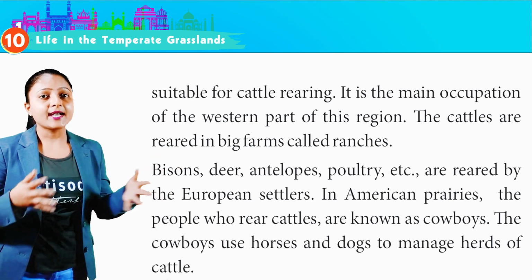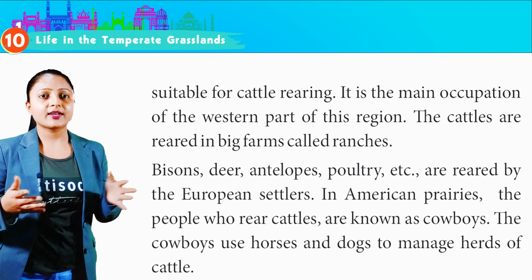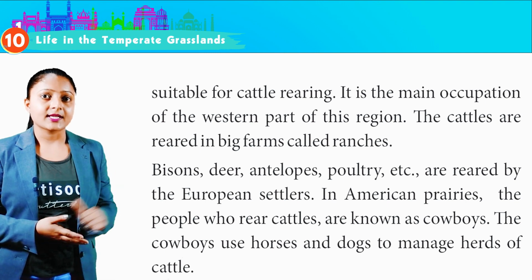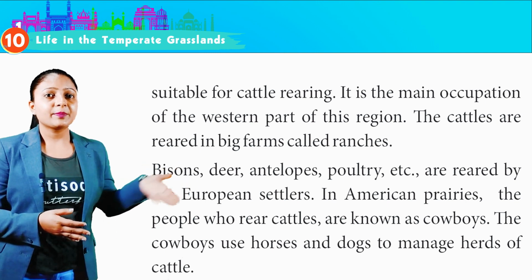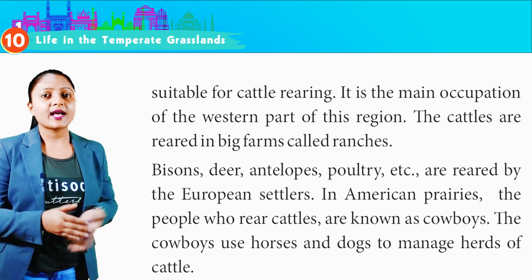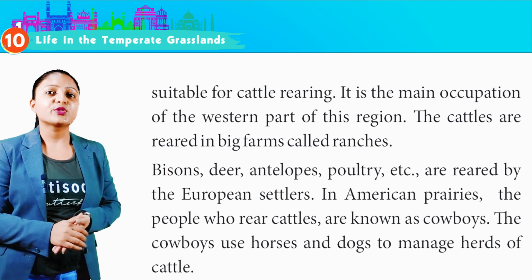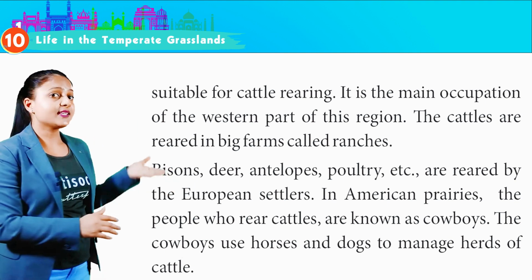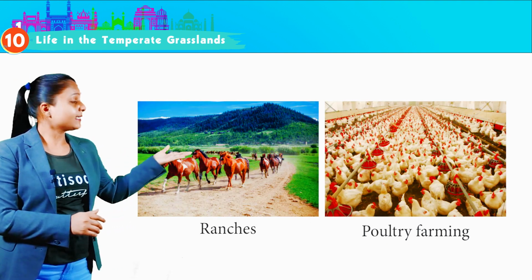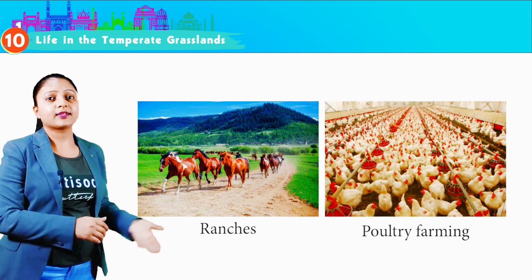Bisons, deers, antelopes, poultry, etc. are reared by the European settlers. In the American prairies, the people who rear cattle are known as cowboys. The cowboys use horses and dogs to manage herds of cattle. This is the image of ranches. This is the image of poultry farming.